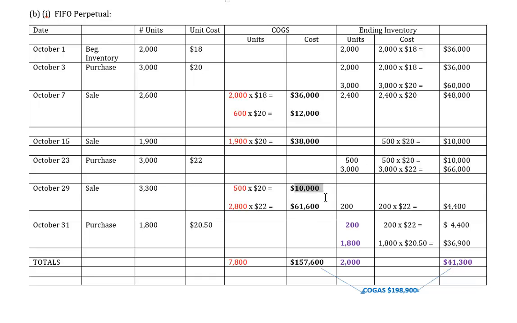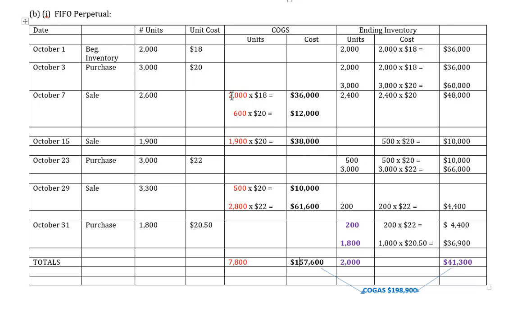So now my cost of goods sold has been increased by 10,000 plus 61,600, right? So my cost of goods sold over the month of October is going to be $157,600. How do I know? First of all, that's a purchase, so that's got nothing to do with cost of goods sold. Because that's the last thing that happened in October, it's not going to impact my cost of goods sold. It's going to impact my ending inventory. But at least I know that over the month of October, I have a cost of goods sold that, when I total it, is going to be $157,600.